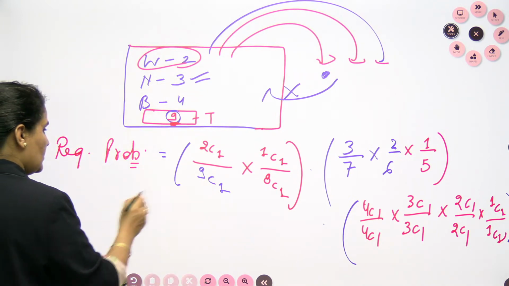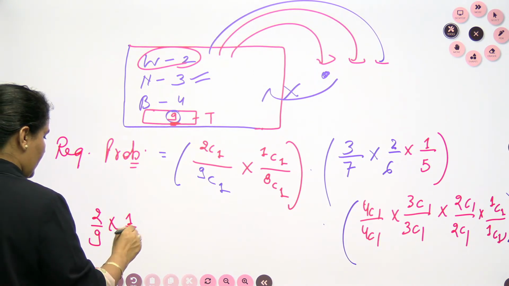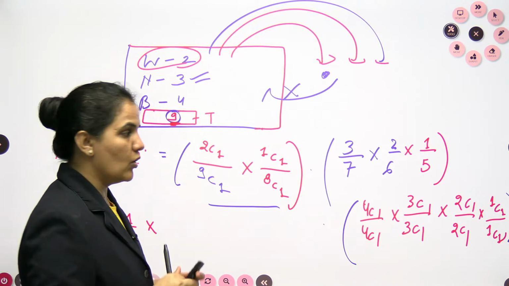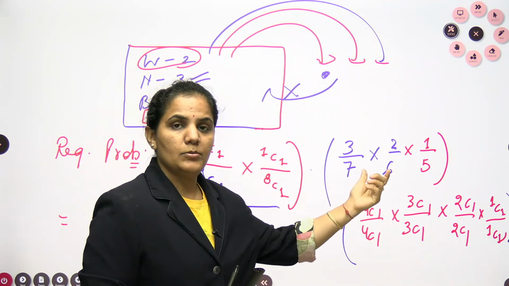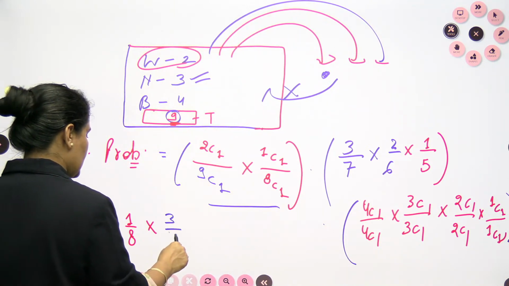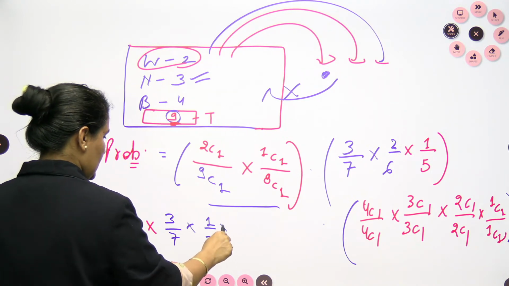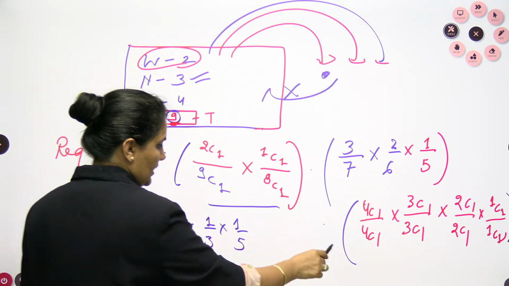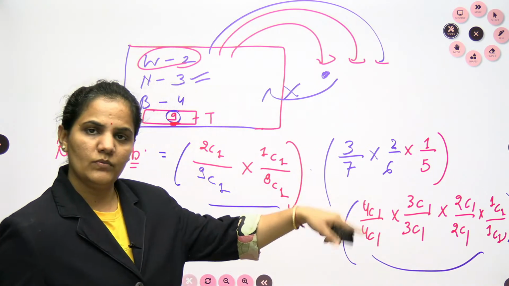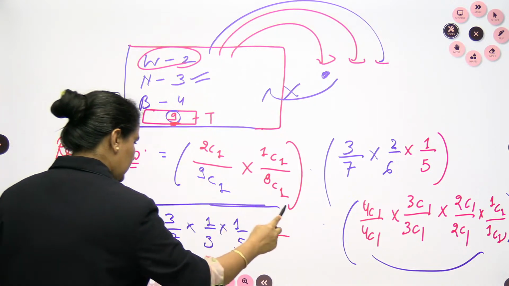So it will be 2 by 9. When I solve, it will be 2 by 9 multiplied with 1 by 8 here. This probability is showing the probability of first washer, second washer, probability of 3 nuts, probability of 4 bolts. So here it will be 3 by 7, 2 by 6 is 1 by 3, and 1 by 5. Now all these things will be nothing but 1. 4 by 4, 3 by 3, 2 by 2, 1 by 1 is 1 only. So I can write down directly here 1.